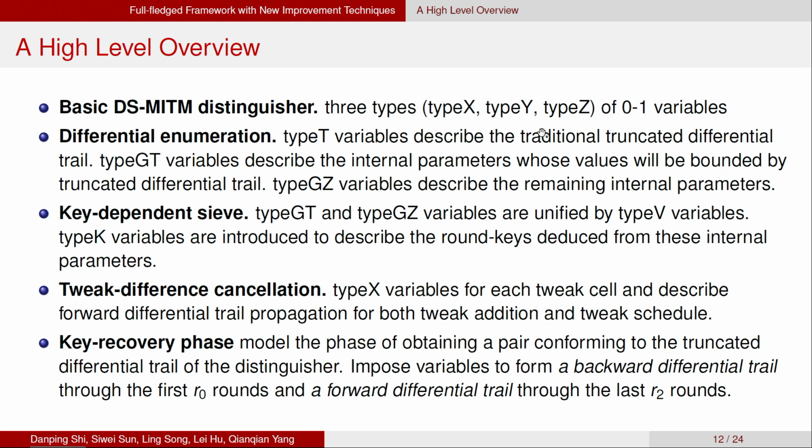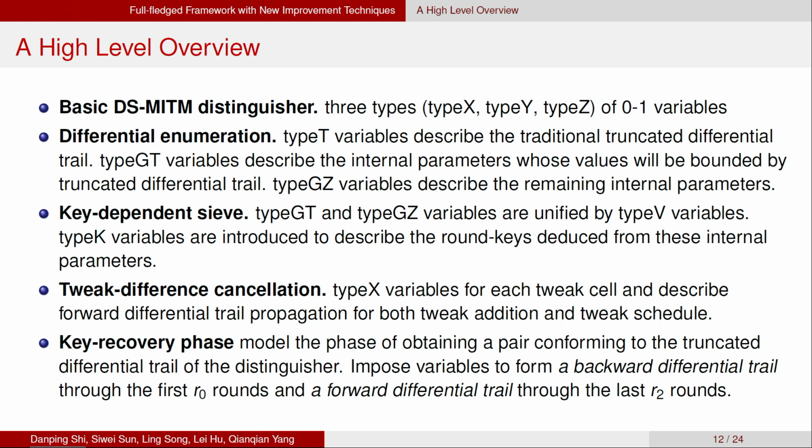Three types of variables are used for the basic distinguisher. And to describe the differential enumeration technique, three types of variables are introduced. One describes the traditional truncated differential tree, and the other two describe the internal parameters based on the differential enumeration technique. Two new types of variables are also introduced to describe the key dependency technique.